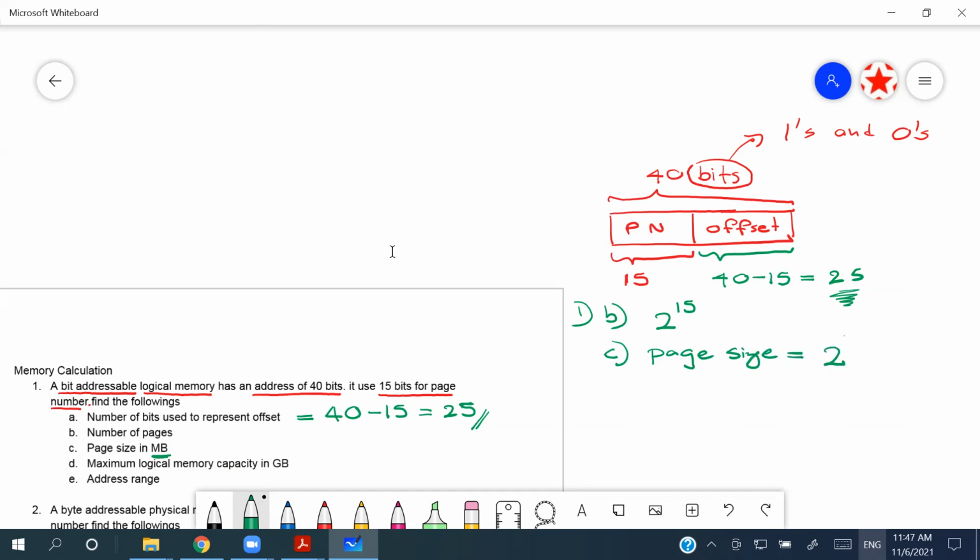So we can take it as 2 to the power 25. Now this must have a unit. It's a size that they are asking, right? So how are we going to find out what the unit is? Initially, this particular answer is going to come from the addressing mode. If it says bit addressable, your answers are going to be given as bits. So we have 2 to the power 25 bits as a page size. But the question is asking what is the size in megabytes?